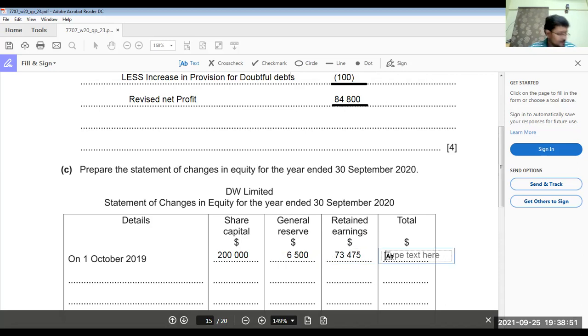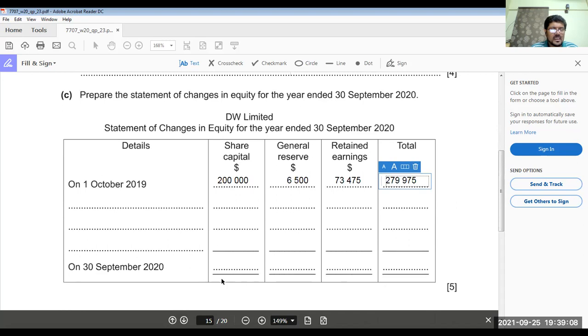Total, how much? 200,000 plus 6,500 plus 73,475 is 279,975. Share capital was not changed during the year. Okay. Now profit.